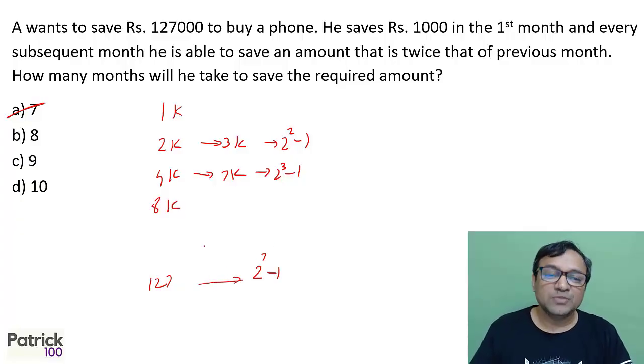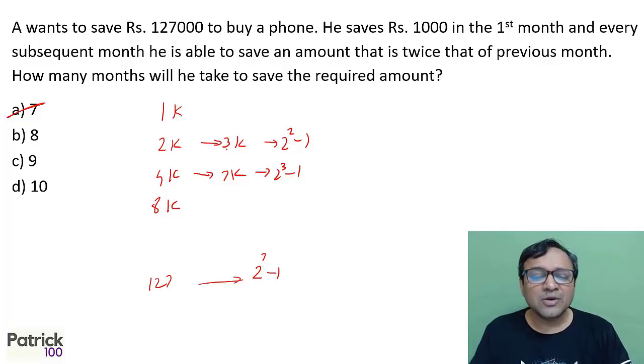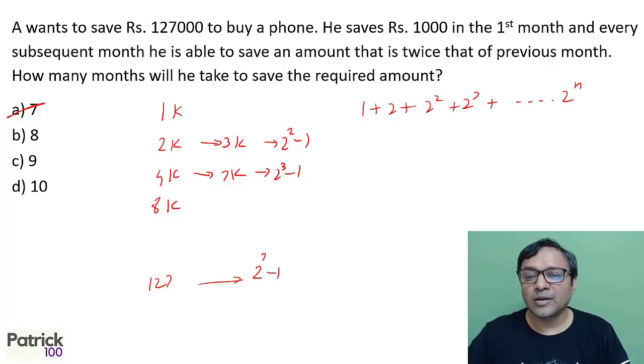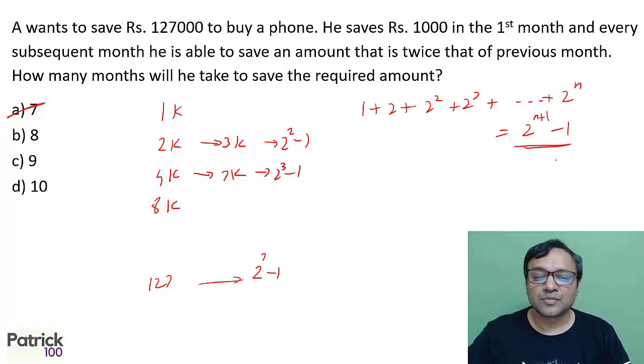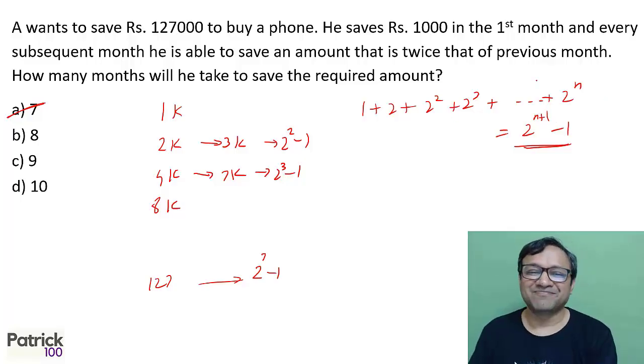You can also form a GP of 2 and then use the formula. But normally you have a pattern. When there is a large number, you normally have a pattern. Try to find a pattern. Also it helps to know that 1 plus 2 plus 2 square plus 2 cube and so on up to 2 raised to n is nothing but 2 raised to n plus 1 minus 1. Right? So that's how you can use the property.